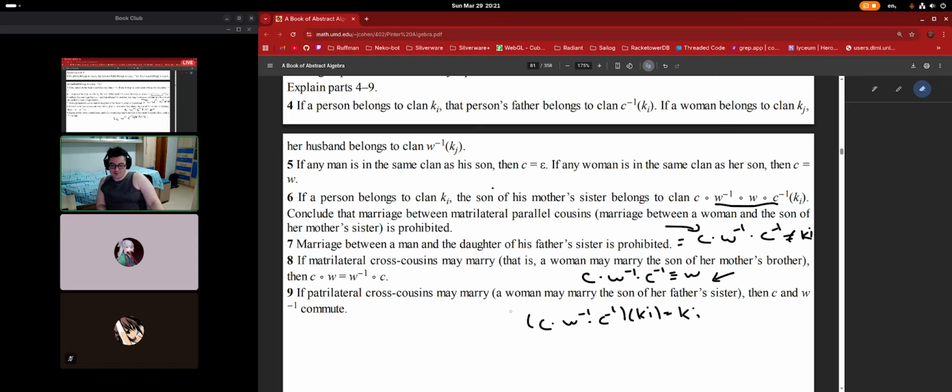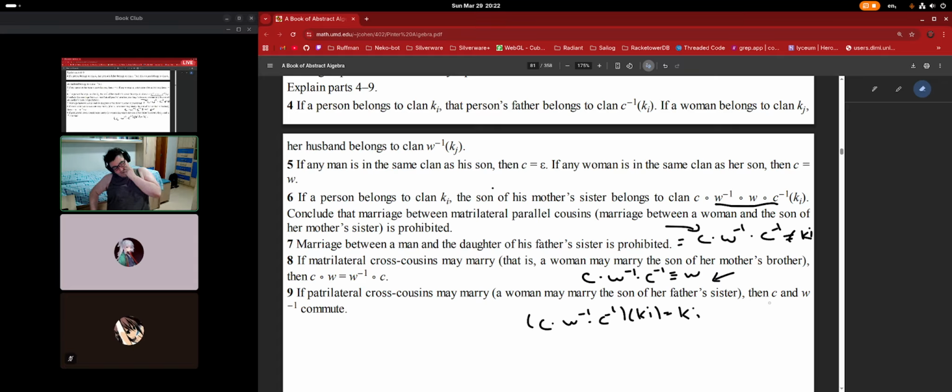If patrilateral cross cousins may marry, then C and the inverse of W commute. So patrilateral. That's very strong. A woman may marry the son of her father's sister. Then C and the inverse of W commute. Well, it's the same argument as 8, except on the left-hand side, the W would be an inverse of W instead.